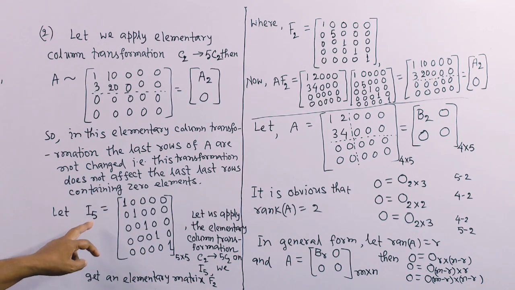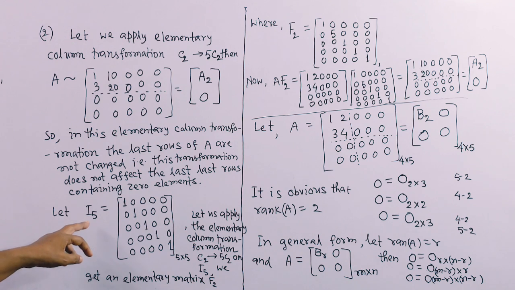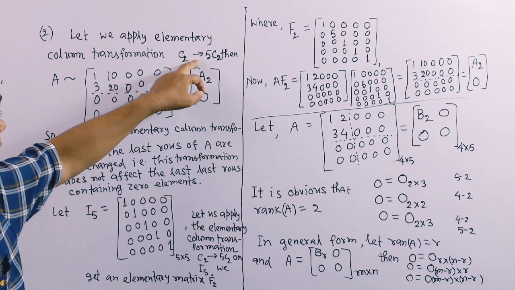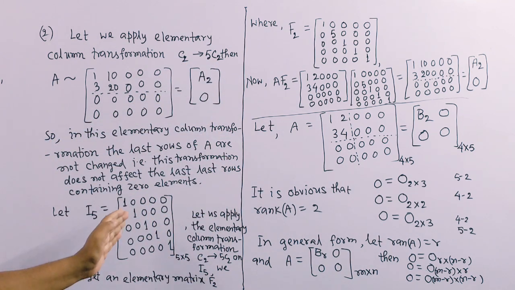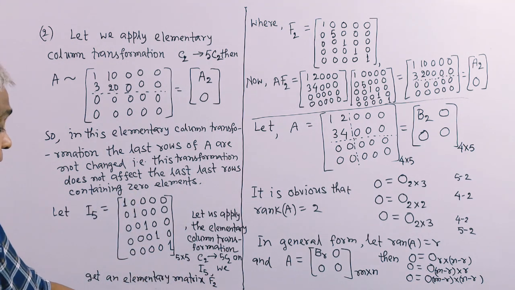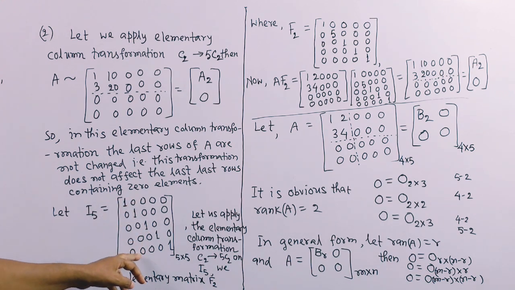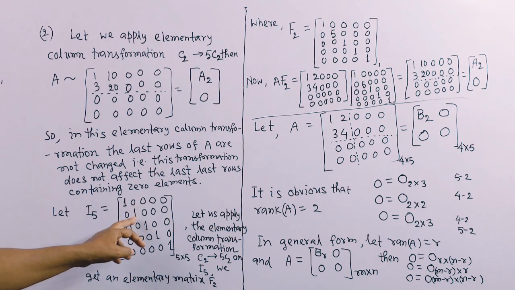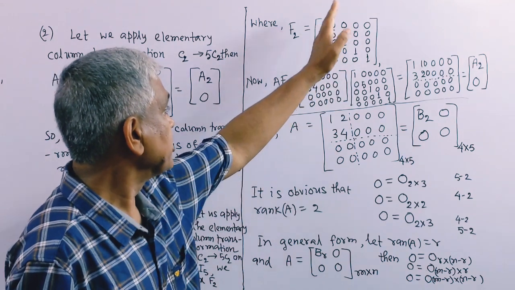Now let I5 be the unit matrix of order 5, and we apply the same elementary column transformation on I5, C2 ⇒ 5C2. We apply it here, meaning we multiply column number 2 by 5. We get an elementary matrix F2, where we multiply the second column by 5: 5 multiplied by 0, 0, 5 multiplied by 1 is 5, and the other entries 0, and the other columns remain the same.